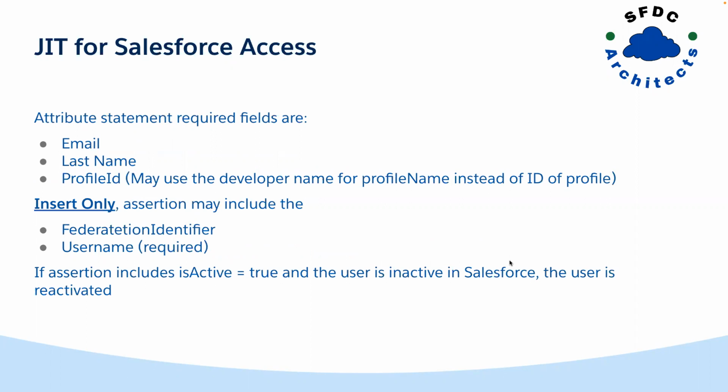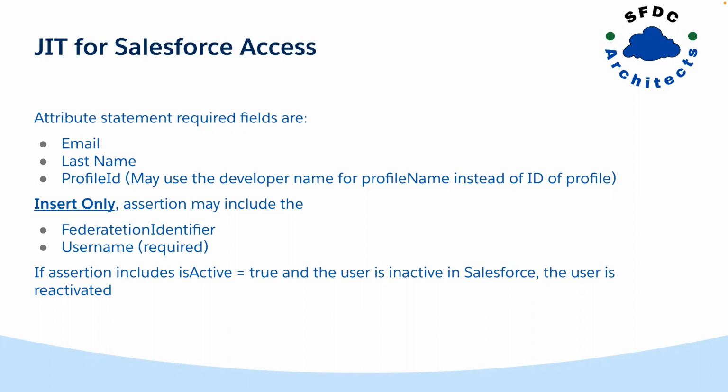The attribute statement needs to have the required fields for email, last name, and profile ID. Profile ID can be either the Salesforce ID itself, or it can be the name of the profile. Salesforce is going to go look up that record if you give the name instead of the ID, which I thought was kind of nice, even though it's a little confusing, but it does do both.